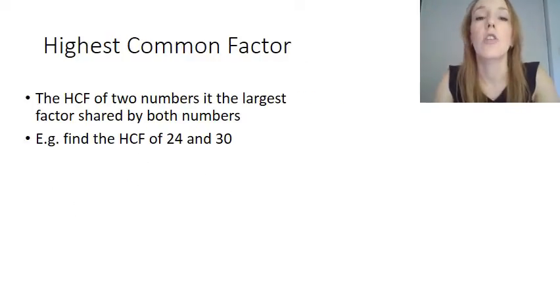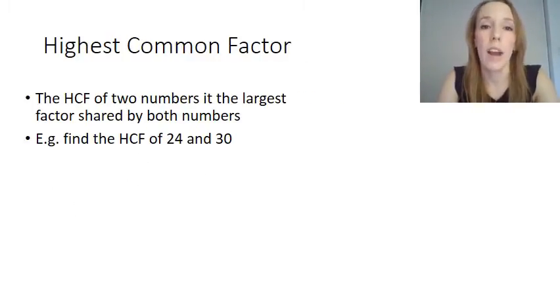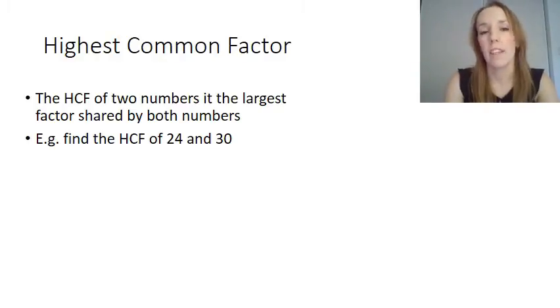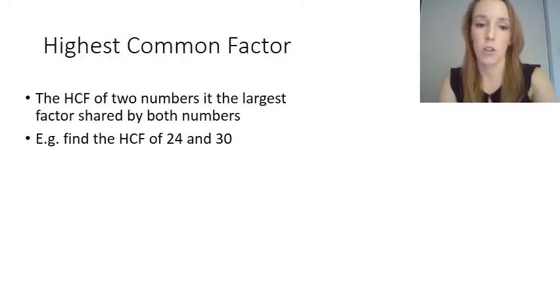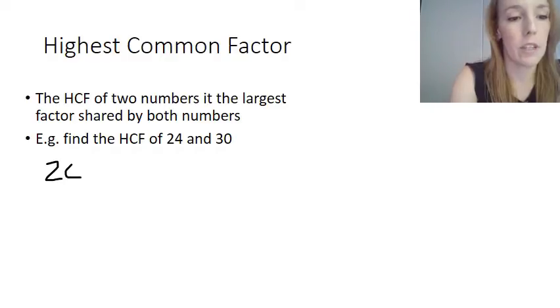Okay, highest common factor. So the highest common factor of two numbers is the largest factor that's shared by both of those numbers. So we're going to do an example as well. So find the highest common factor of 24 and 30. The first thing I would do is write all the factors of 24, all the factors of 30, and then we're going to try and find the highest common one. So we'll start off with 24.